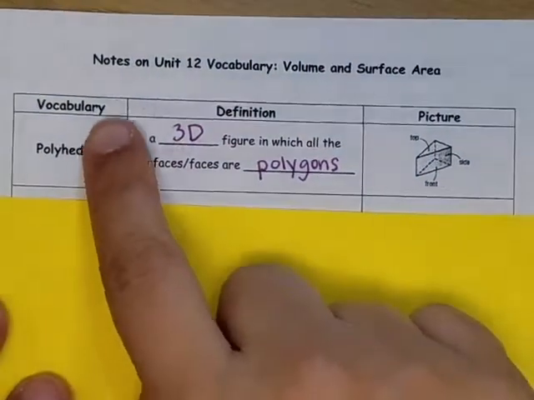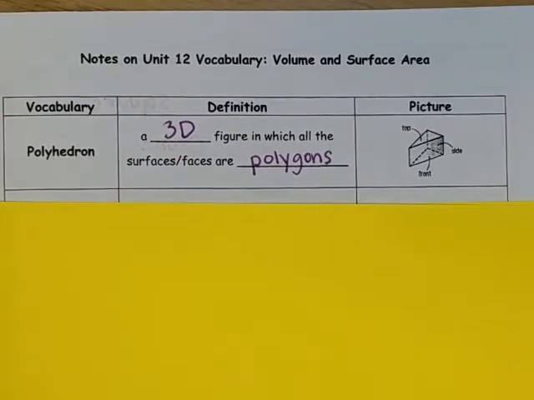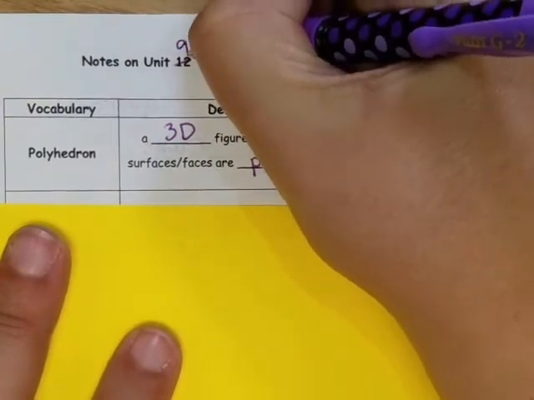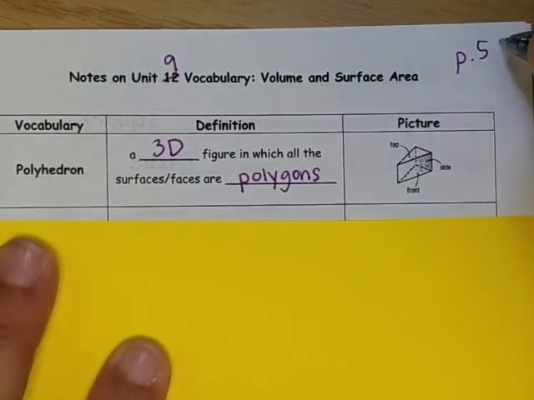Hi, good afternoon. These notes are on... this should not say Unit 12. I apologize for that. I am just now realizing that that should be Unit 9. So I apologize, change this to 9. Okay. This should be page 55 in your notebook.